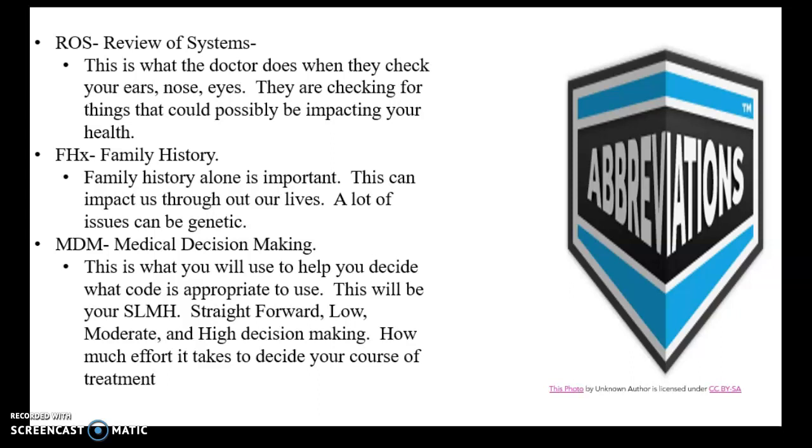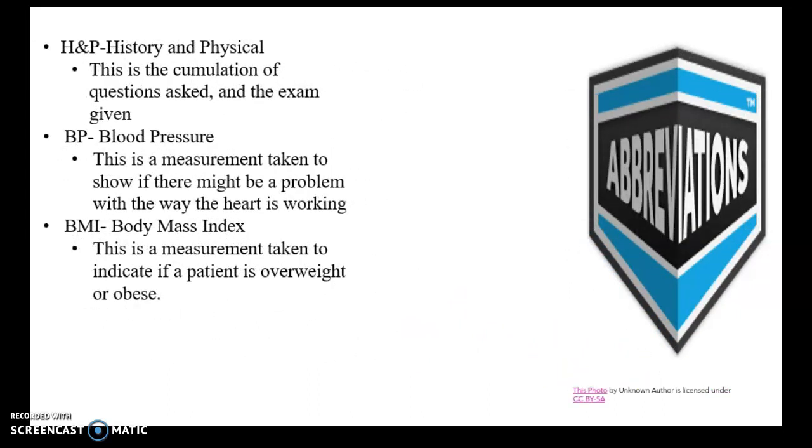You have MDM, which is medical decision making. This is what will help decide the appropriate code to use. And this will be your SLMH, your straightforward, low, moderate, and high decision making. How much effort it takes to decide your course of treatment. You have your H&P, which is your history and physical. This is a culmination of questions asked and the exam given.